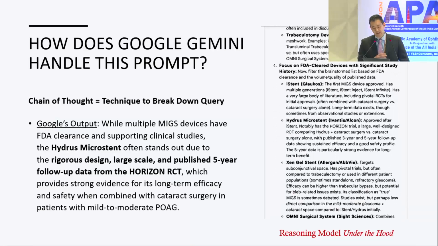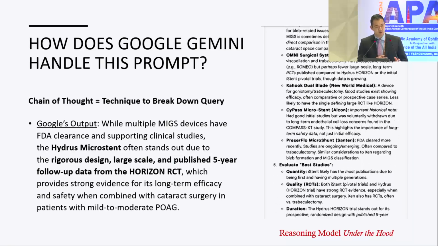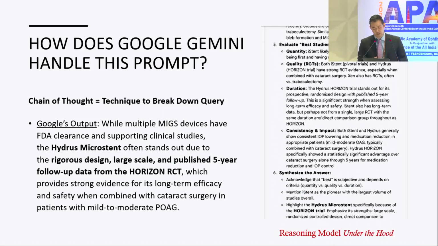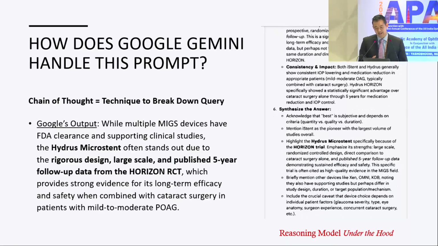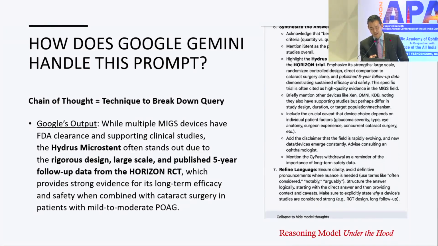You can see that it first narrowed it to FDA only, then it narrowed it to what was MIGS, then it found different studies for the different tools, then it had to synthesize an answer. Look, it says acknowledge that best is subjective and depends on criteria, quantity and quality versus duration. So when we prompt, we have to be very clear and specific to the model about what we want to get out of it, because that's the whole thing about AI. It can only do as good as what we're looking for it.